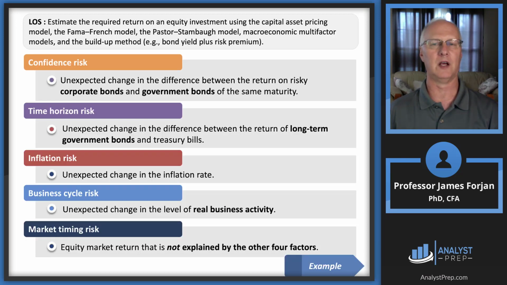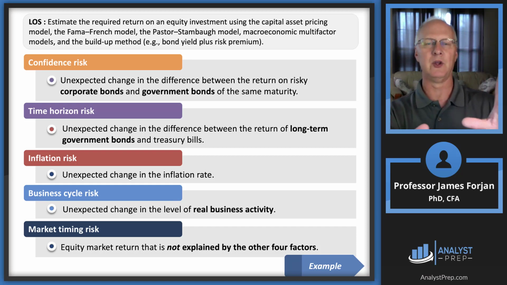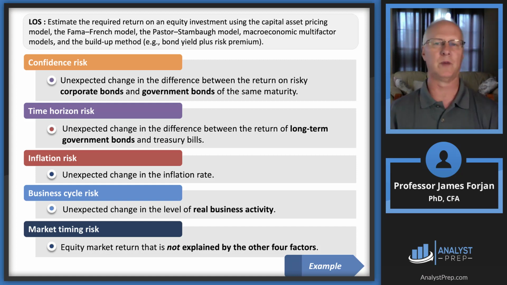So let's take a look at some more specific examples inside of each one of these. So confidence risk. I mean, this really says something like, okay, if investors had absolutely no confidence in the equity market, then what would they do? They would just absolutely flood to government bonds. But if they had total confidence in equity markets, what would they do? They would flood to the New York Stock Exchange, bidding up all the prices and then lowering the yield. So that confidence risk is the unexpected change in the difference between the return on risky corporate bonds and government bonds. I did say New York Stock Exchange just a second ago. I should have said the New York Bond Exchange.